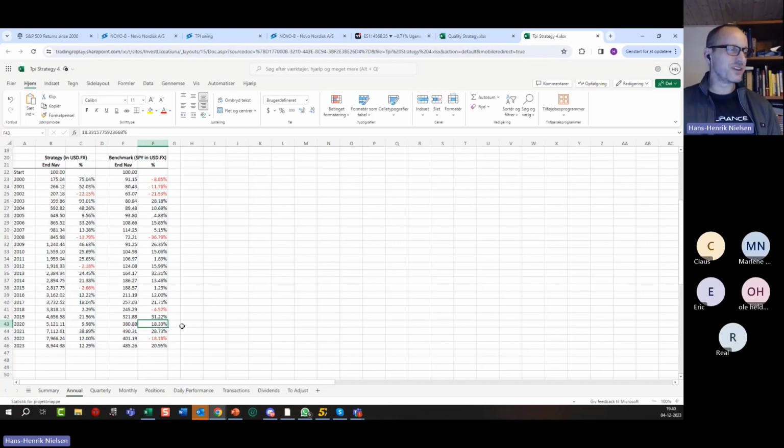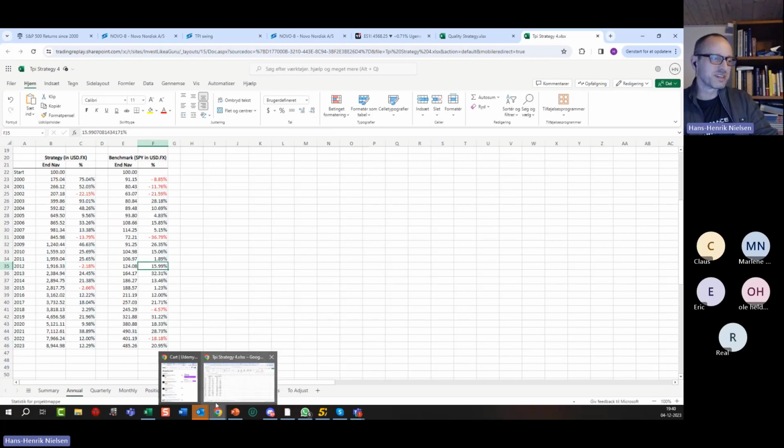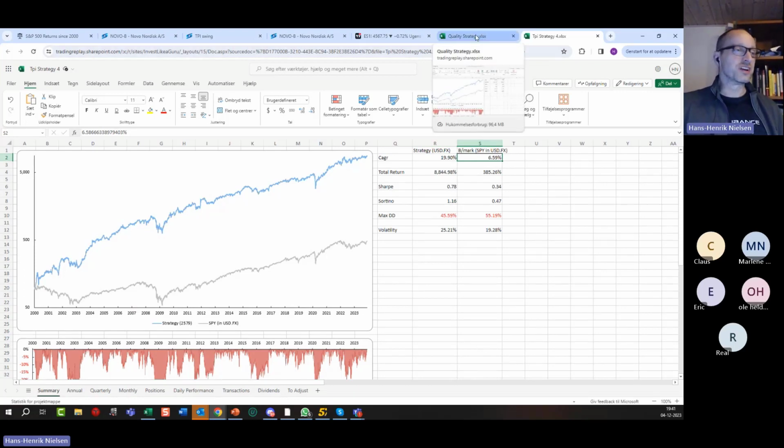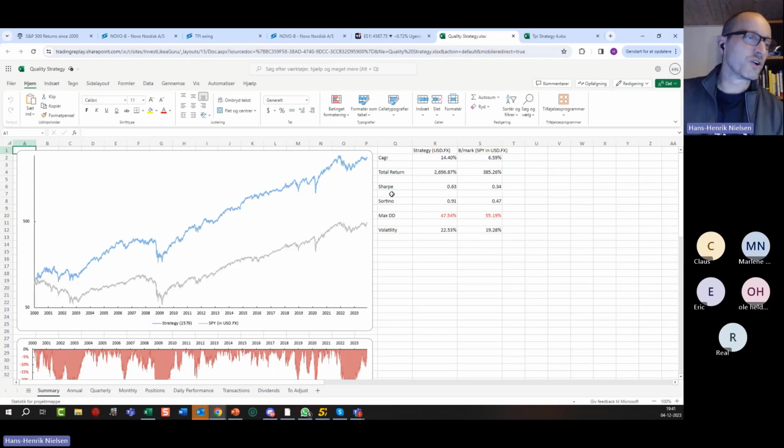So it's not every year that this one is beating the market. There was 2012, down 2%, where the market was up 16. But overall, looking at this, it was making a CAGR of 19.9%, and the market was making just about a third. That was one strategy. There's also another strategy here, not quite as much in return, but still very decent.